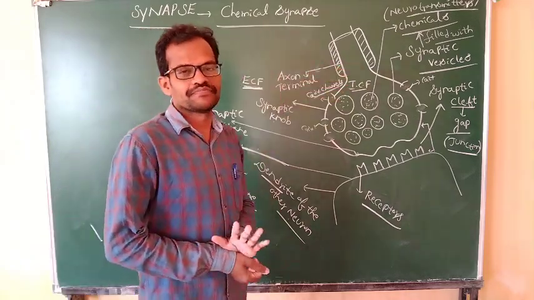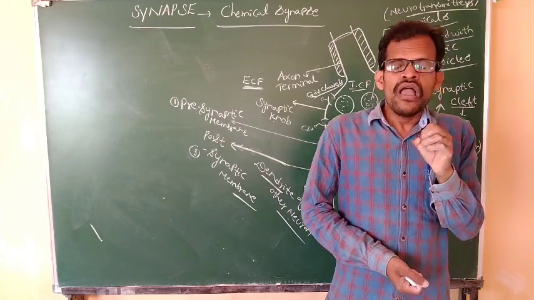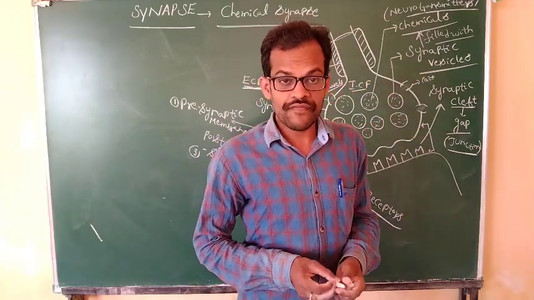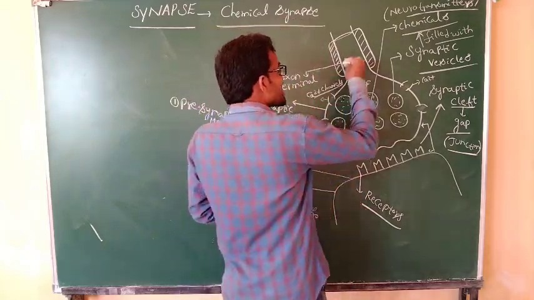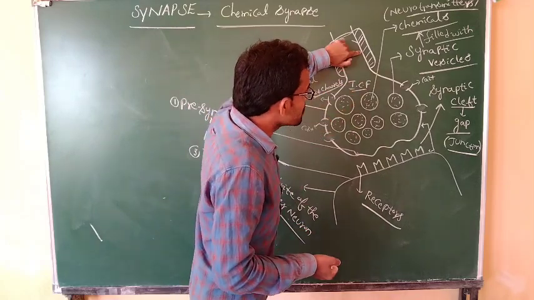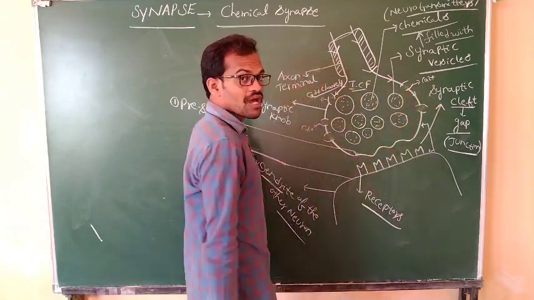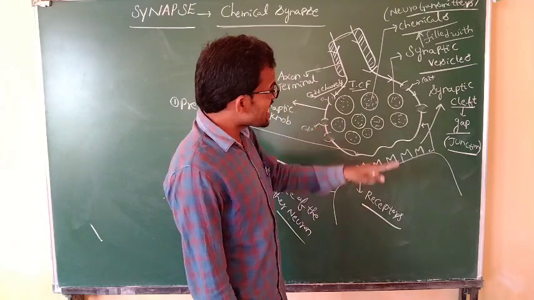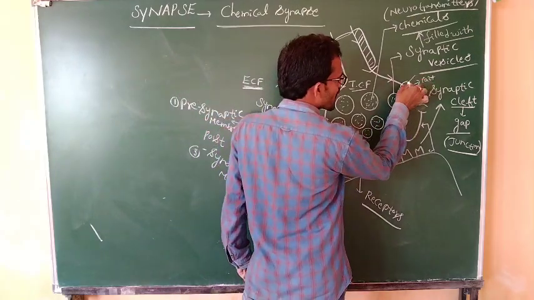Once the axon terminal receives signals from the central nervous system, from the spinal cord, the signals arrive at the end of the axon terminal. This impulse passes into the calcium channels. Once the calcium channels receive the signal from the axon terminal, these calcium channels open.